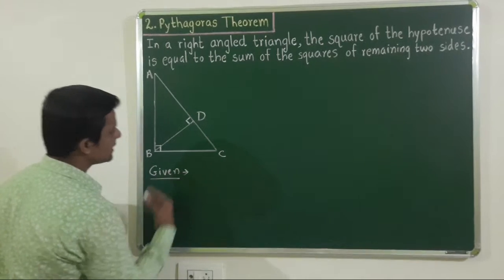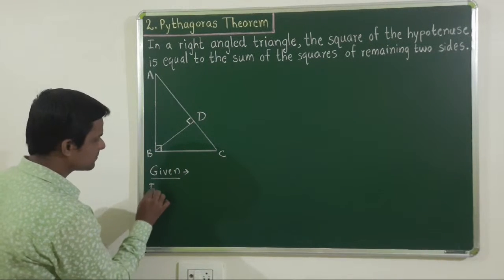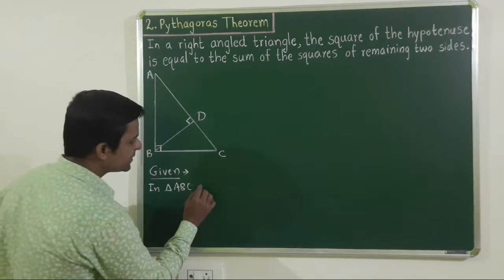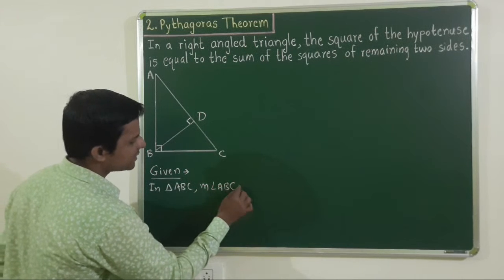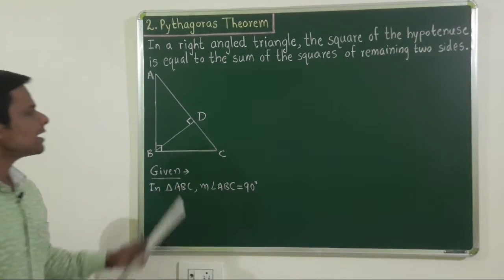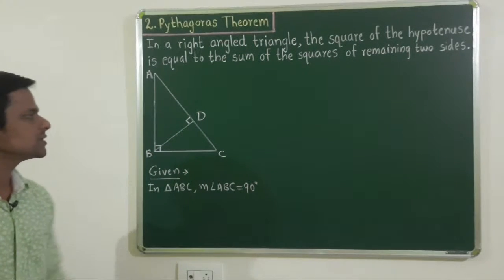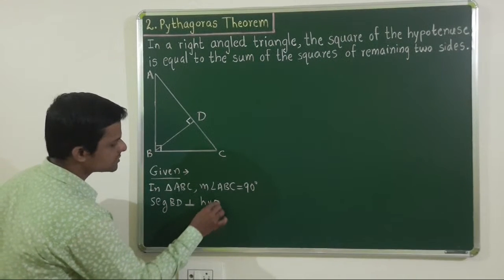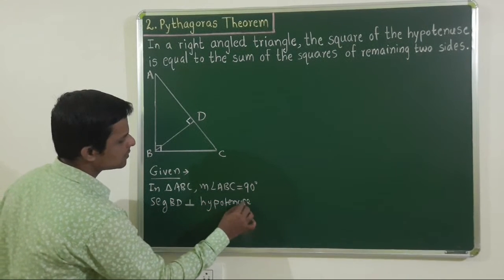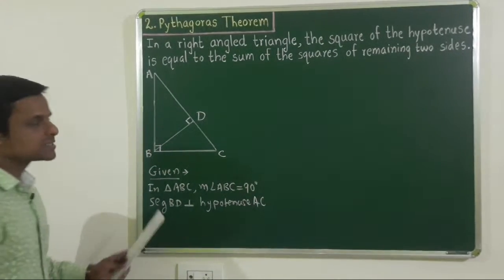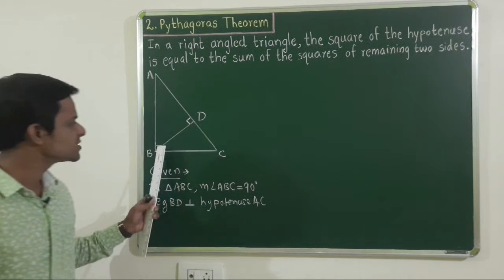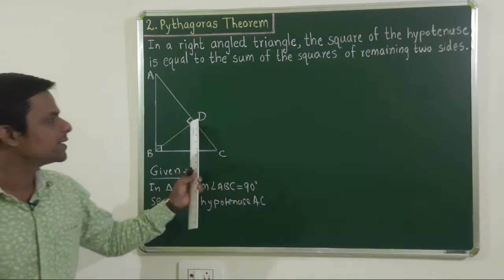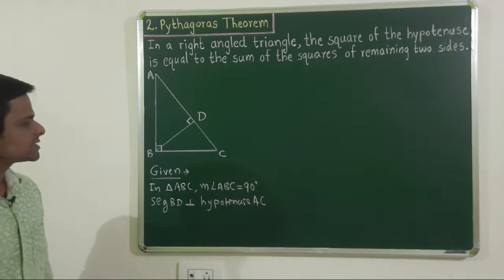Now what is given in this diagram? In triangle ABC, measure of angle ABC is equal to 90 degrees. It means triangle ABC is a right angle triangle, and segment BD is perpendicular to hypotenuse AC, or side AC. This is given. See once again, in triangle ABC, measure of angle ABC is 90 degrees, so triangle ABC is a right angle triangle, and segment BD is perpendicular to hypotenuse AC.